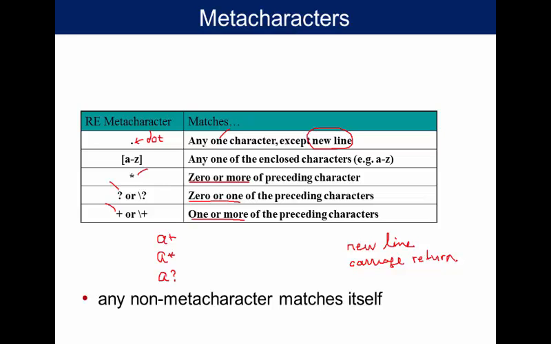But anyway, so new line is not searched. When it says new line here, it means both carriage return and new line. It doesn't mean that carriage return alone can be searched. No, no, both together.